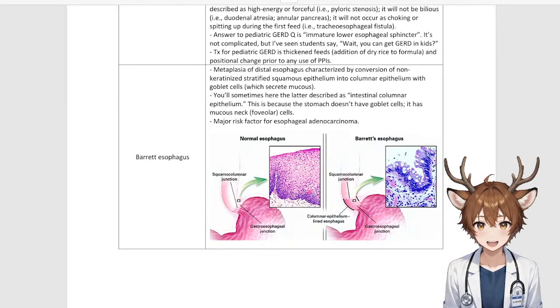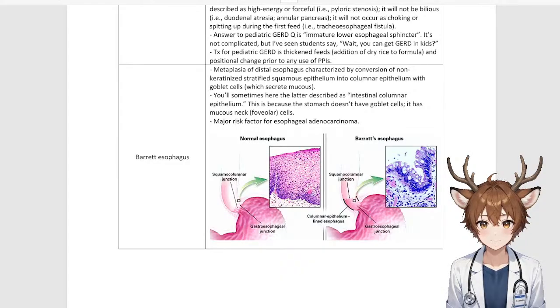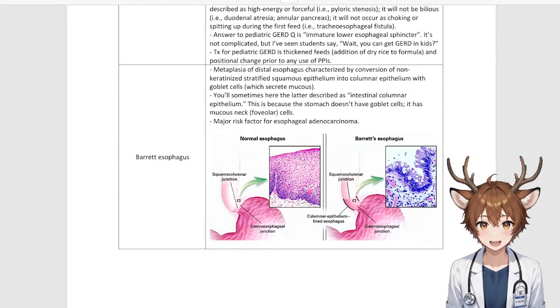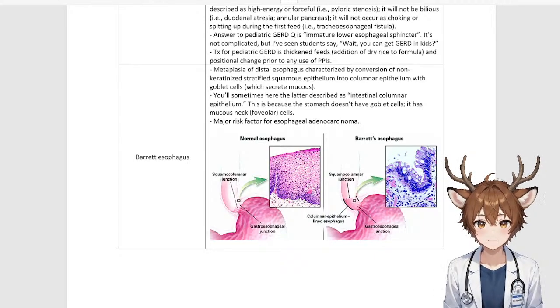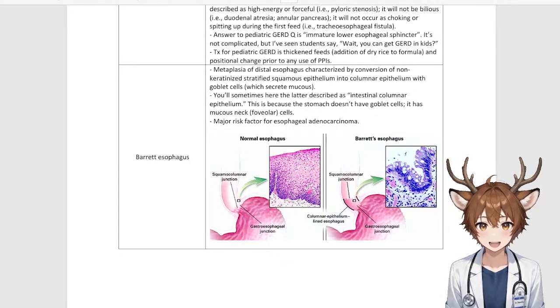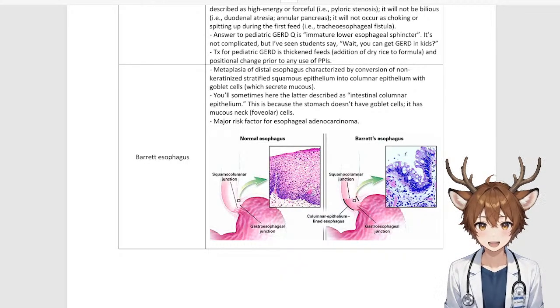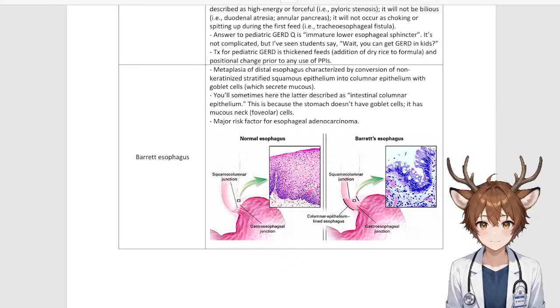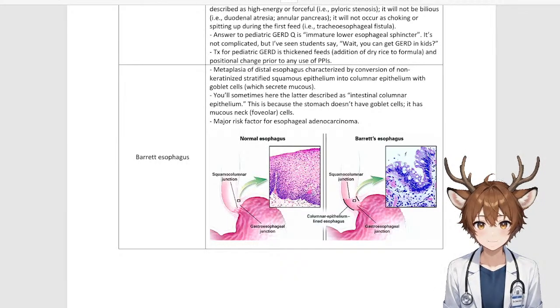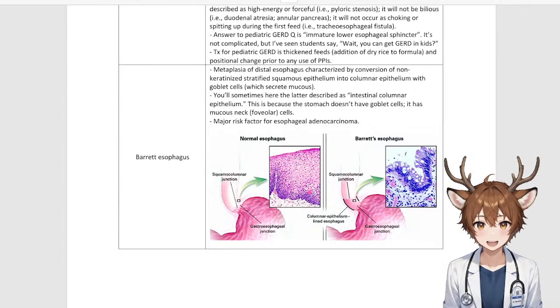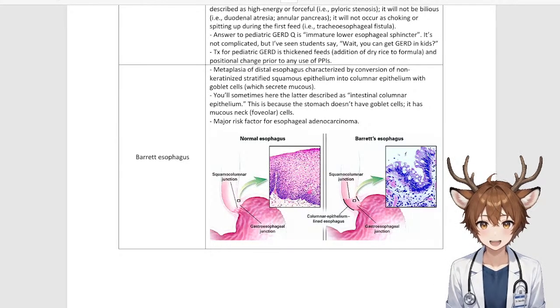Barrett esophagus. Metaplasia of the distal esophagus characterized by conversion of non-keratinized stratified squamous epithelium into columnar epithelium with goblet cells, which secrete mucus. You'll sometimes hear the latter described as intestinal columnar epithelium. This is because the stomach doesn't have goblet cells. It has mucous neck, foveolar cells. Major risk factor for esophageal adenocarcinoma. Normal esophagus: squamocolumnar junction and the gastroesophageal junction. Columnar epithelium-lined esophagus: squamocolumnar junction and the gastroesophageal junction.